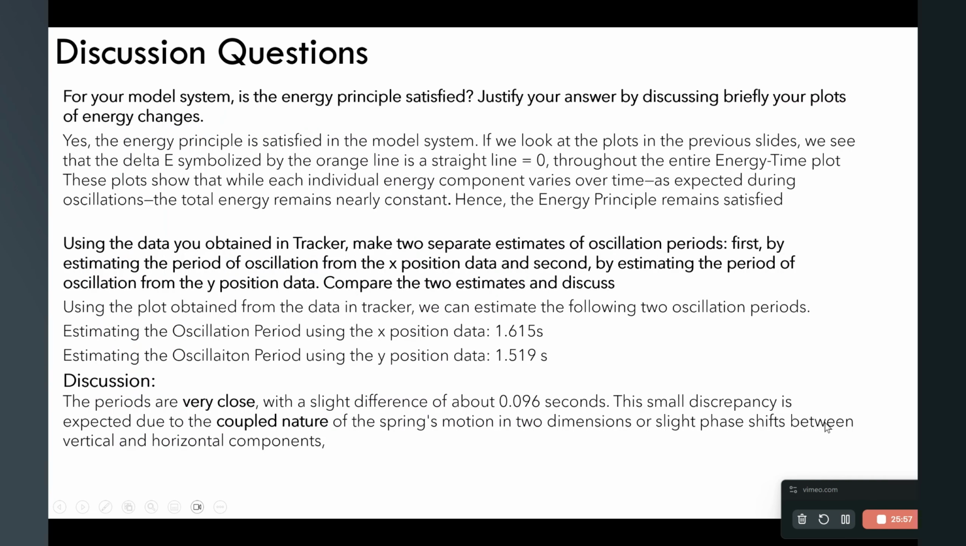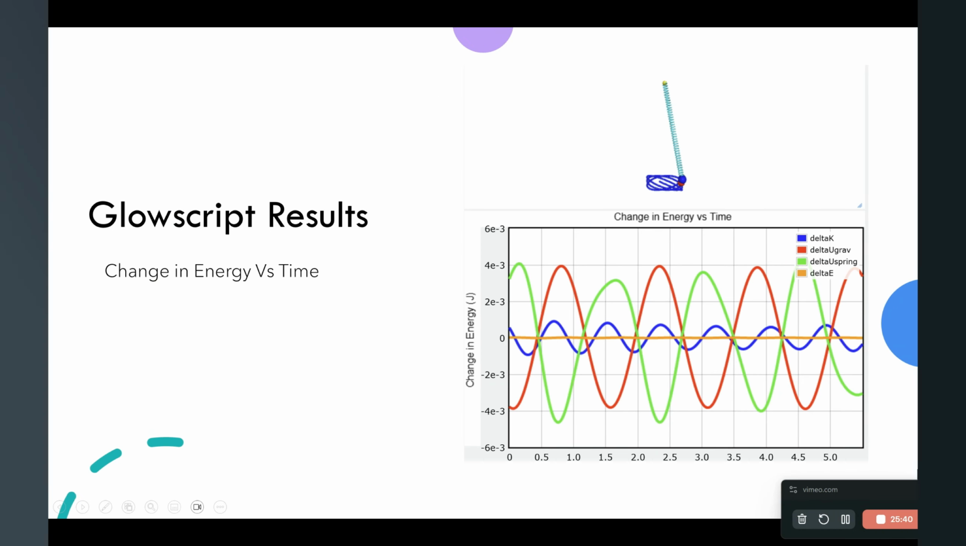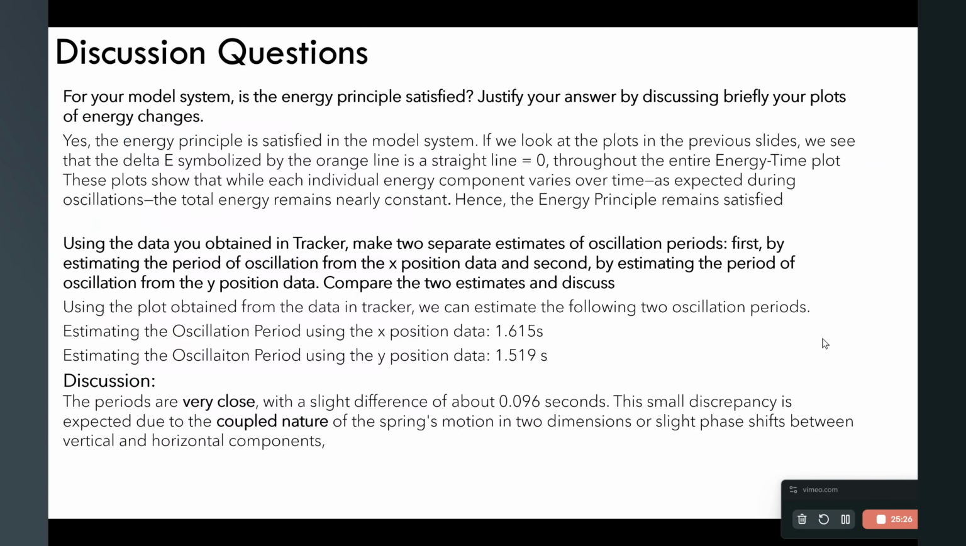Now there are discussion questions associated with this lab. The first question asks, for your model system, is the energy principle satisfied? Justify your answer by discussing briefly your plots of energy changes. Yes, the energy principle is satisfied in the model system. If you look at the plots in the previous slides, delta E, which represents the total change in the sum of all the energies, is 0, which confirms the energy principle that states that energy cannot be created nor destroyed, so the change in energy must be 0. So yes, it is satisfied.